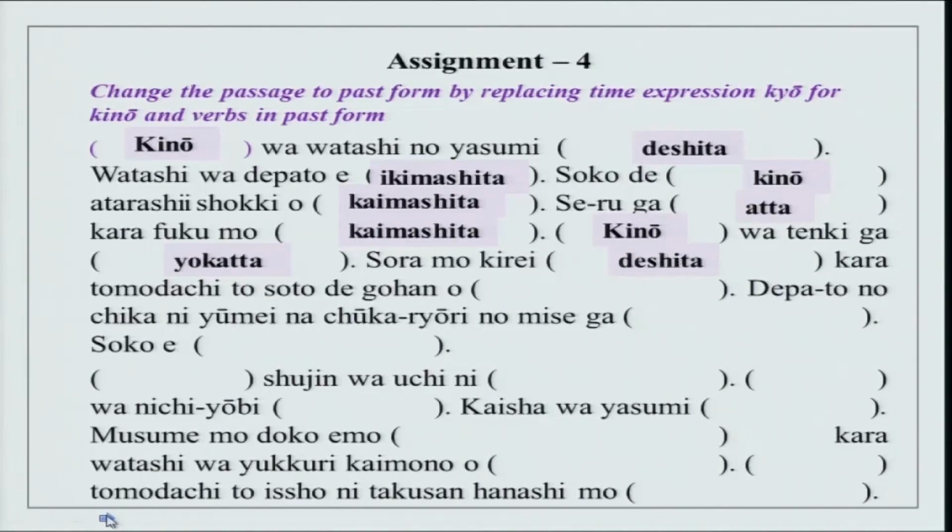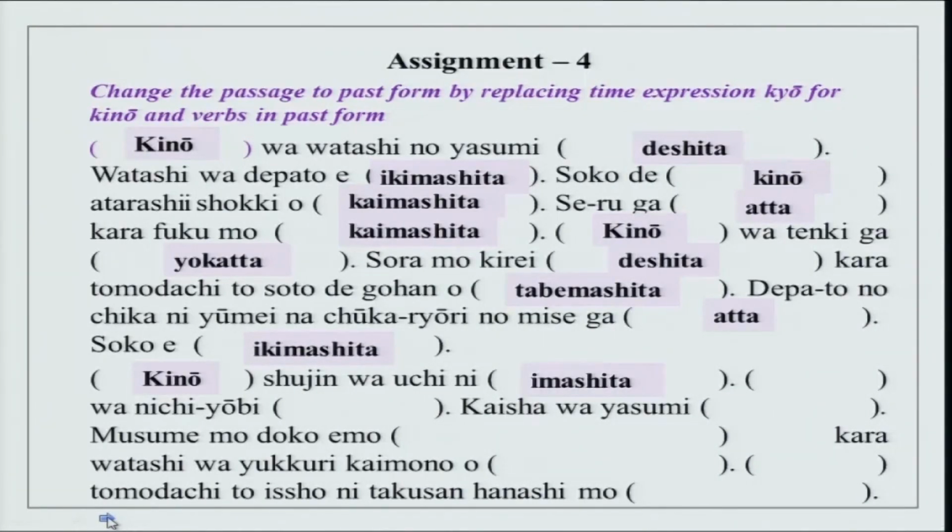Sora mo kirei deshita. Kara tomodachi to soto de gohan o tabemashita. Depato no chika ni, chika is basement, chika ni yuumei na chuuka ryori no mise ga atta. Chuuka ryori is Chinese cuisine. No mise ga atta. Soko e ikimashita. Kino shujin wa uchi ni imashita. Kino wa nichiyobi deshita.